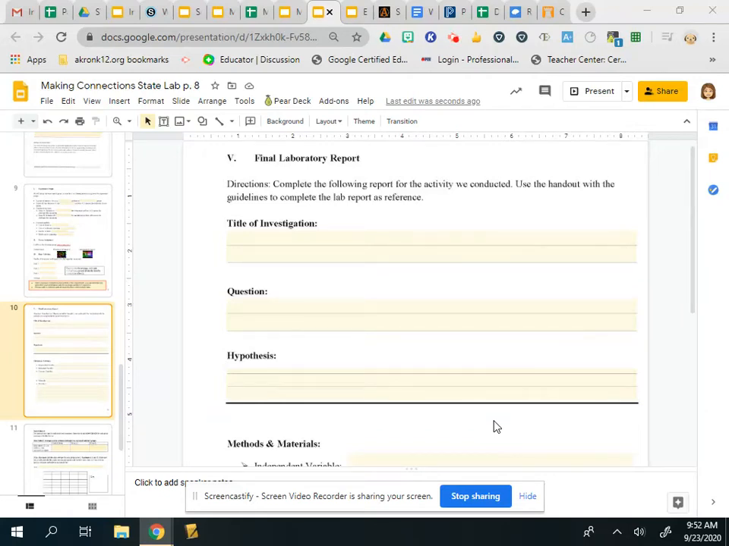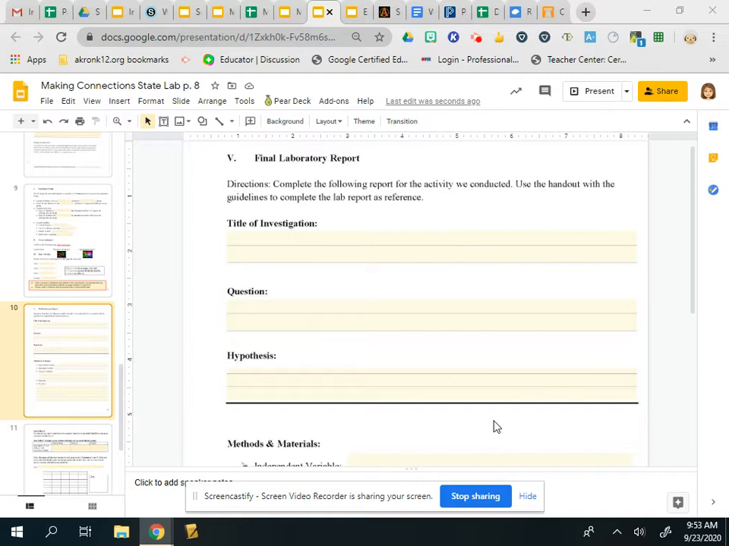Okay, so now we can start writing our final lab report. You've collected all your data, and the whole class has completed it. So now we're going to move on to the lab report. So the directions: complete the following report for the activity we conducted. You can use the handout with the guidelines to complete the lab report as reference, and I'm going to include that in your lab folder.